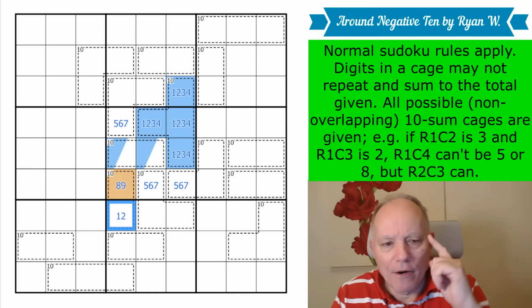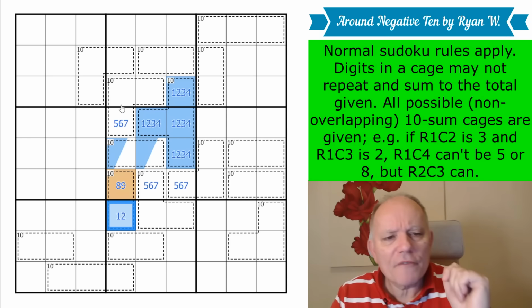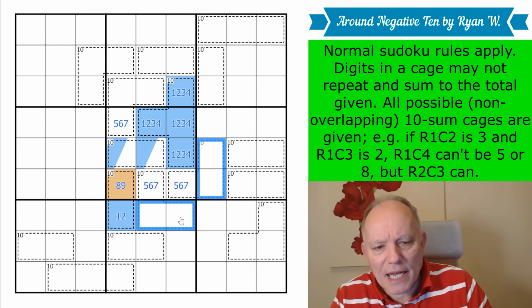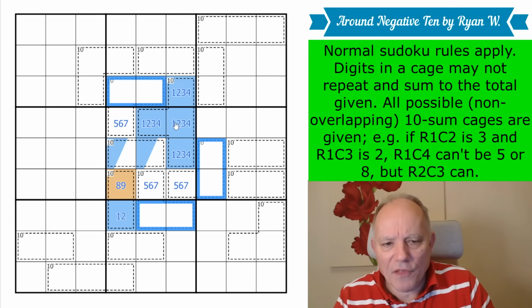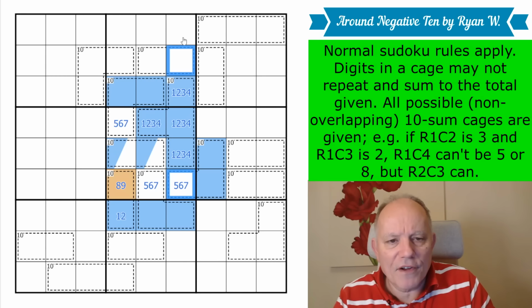I am going to carry on with the colouring because what I've now worked out is that these 3 cell cages that have a 5, 6 or 7 in them, the other 2 cells add up to 5, 4 or 3. Well, you can only make those up with the low digits. So all of those cells are blue. And now look, we've found all 4 blue in column 6. So everything else is orange.